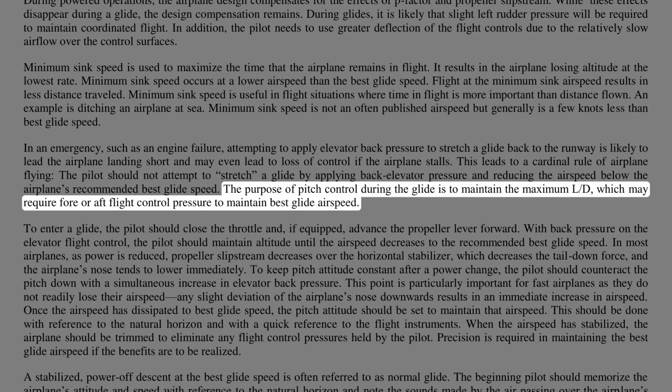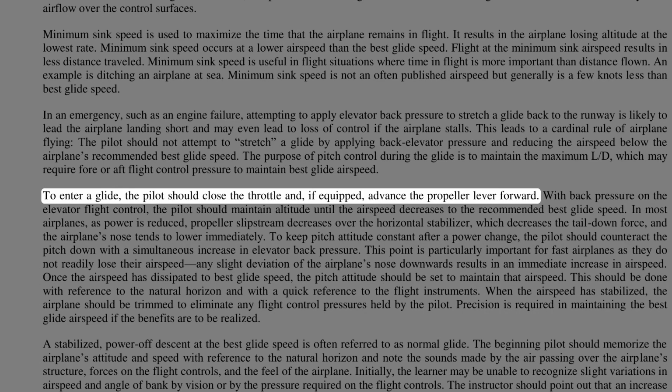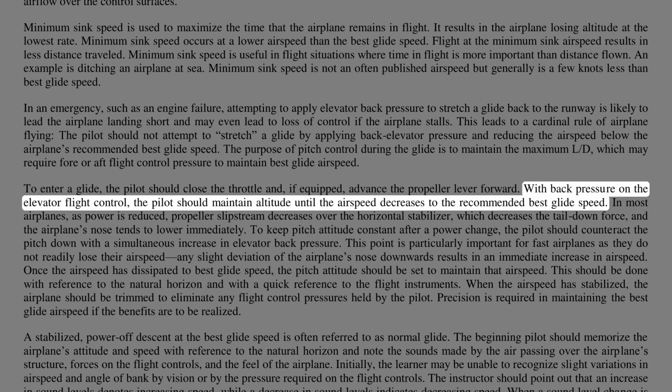The purpose of pitch control during the glide is to maintain the maximum L/D, which may require fore or aft flight control pressure to maintain best glide airspeed. To enter a glide, the pilot should close the throttle and, if equipped, advance the propeller lever forward. With back pressure on the elevator flight control, the pilot should maintain altitude until the airspeed decreases to the recommended best glide speed.